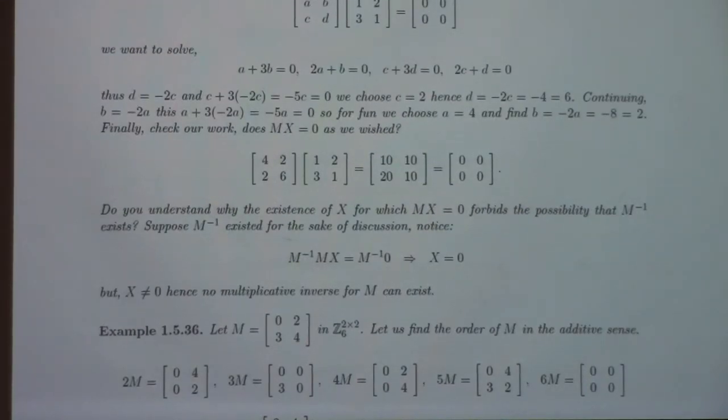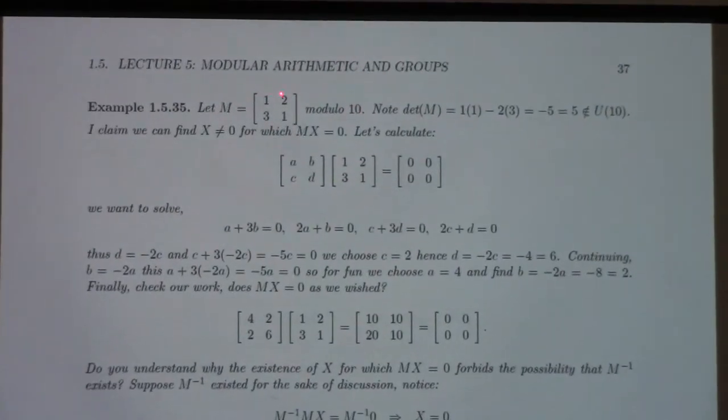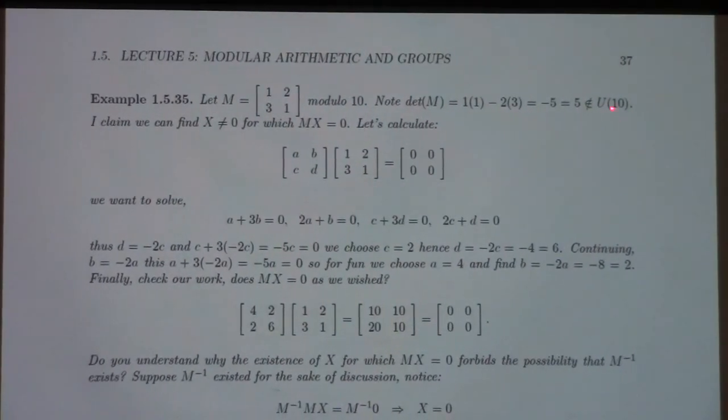So for example, here, mod 10, I just made this matrix up, and it just so happened that it has a determinant of 5, or minus 5, depending on how you want to look at it. And it's true then, I can find another matrix that when multiplied gives 0, even though the other matrix isn't 0. Specifically, 4, 2, 2, 6 multiplied by 1, 2, 3, 1 gives me 0. So when that happens, it's impossible to find an inverse matrix.